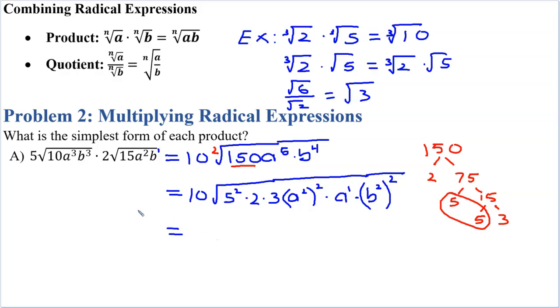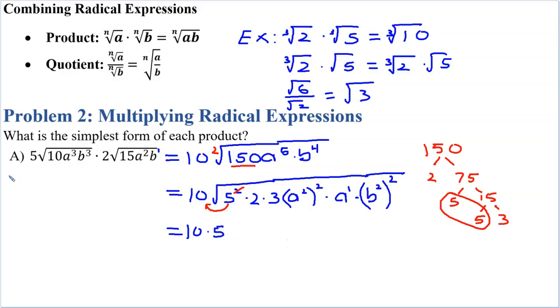And now I'm able to do my canceling. Anything that is square rooted, what we'll do is we'll pull to the outside. And anything that is not square rooted, but squared, we'll pull to the outside. Anything that's not squared, we'll leave on the inside. So what I'll have on the outside is a 10 and a 5. I'll just write that as 10 times 5 for now.